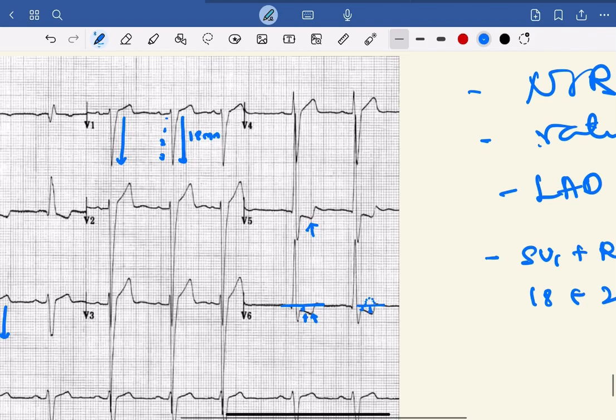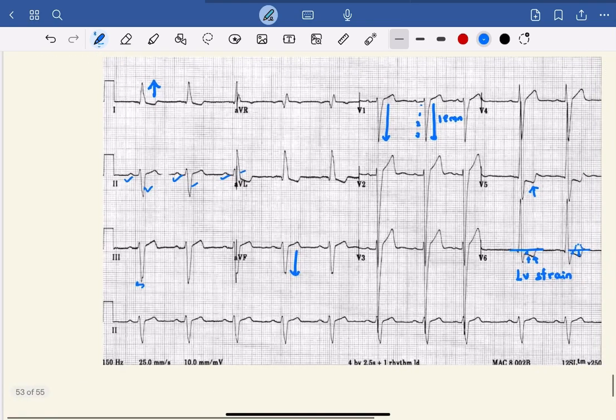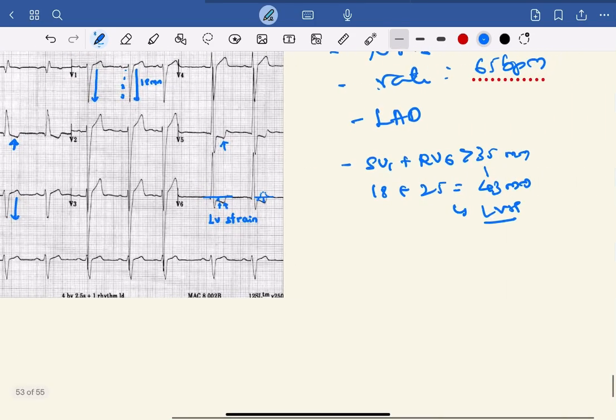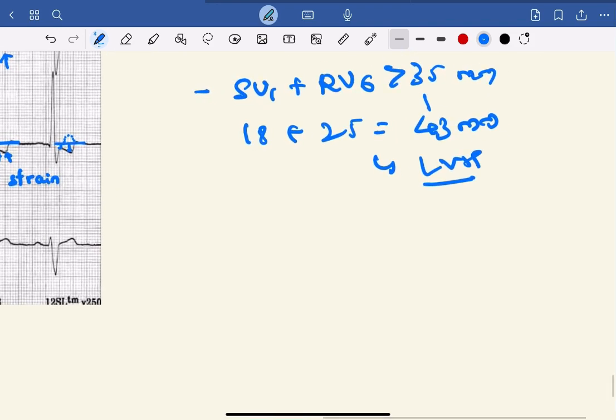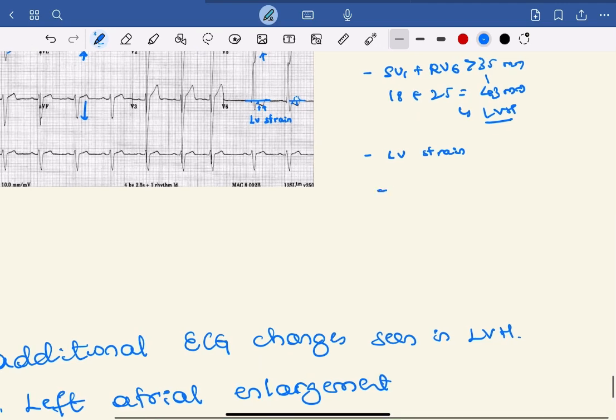So this is called the LV strain pattern. And it is also seen in lead 1 and lead AVF. So lead 1, AVF, V5, V6 are your lateral leads, and they are looking at your left ventricle. So the left ventricular strain pattern is also there, LV strain is there. So all these findings are suggestive of LVH.